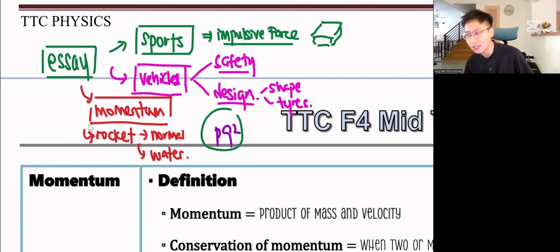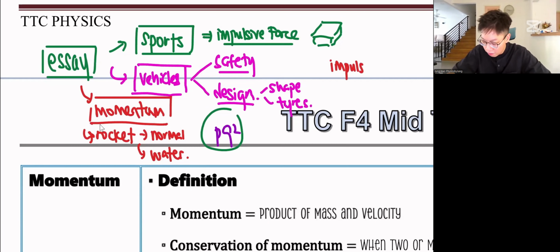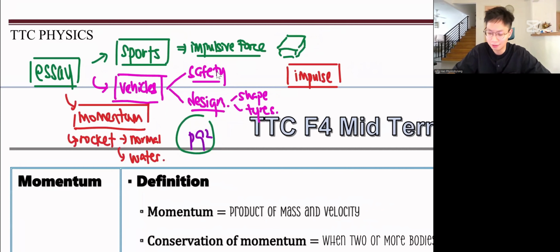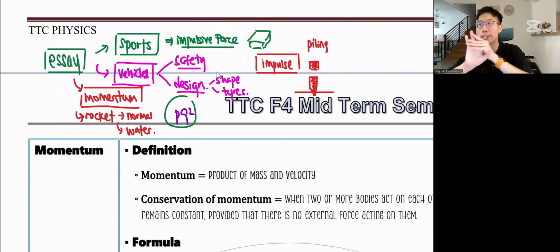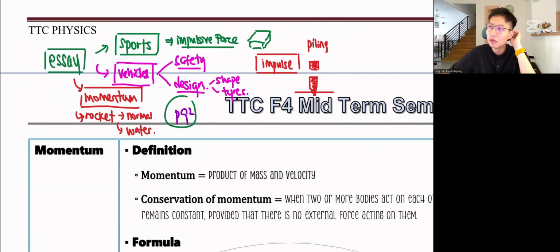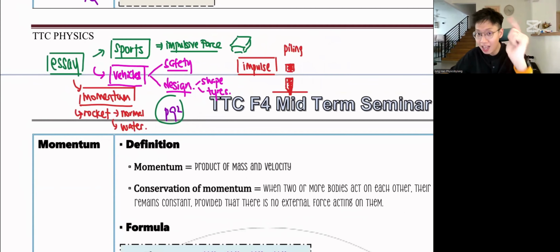Okay. Now, another thing that they might ask you is maybe some impulse stuff. Maybe like they'll ask you, do you guys know what is the piling system? Like they'll drop a stone and then they'll hit the pile. So they want to drive the thing into the floor, like that one. Yeah. So these kind of questions. Okay, make sure you study everything here. I guarantee at least one will come out. Okay, can? No problem.